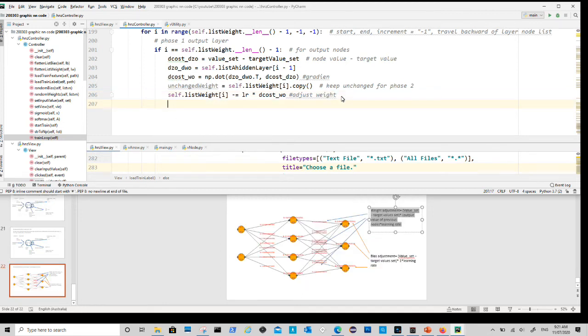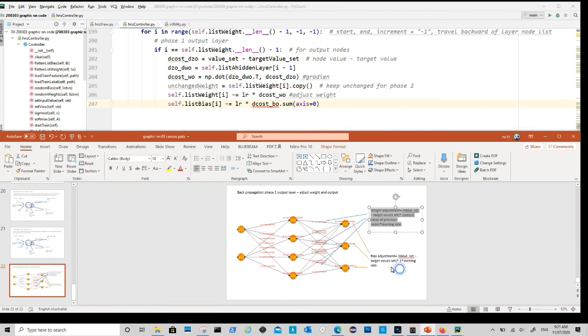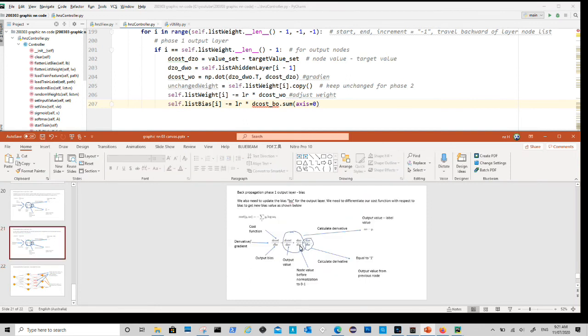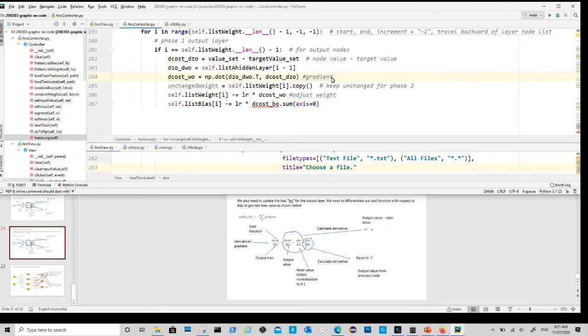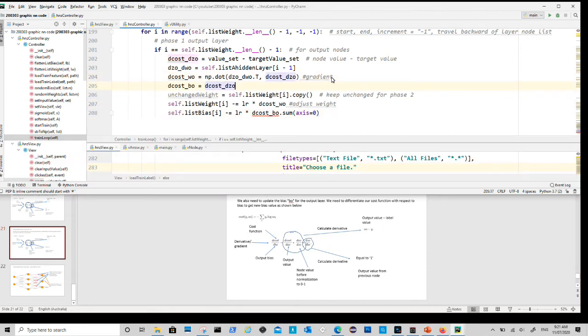We do the same for biases, we need to use some function to get a number instead of a list, where d cost by BO is just equal to d cost by DZO, and is just a list of current value minus target value.